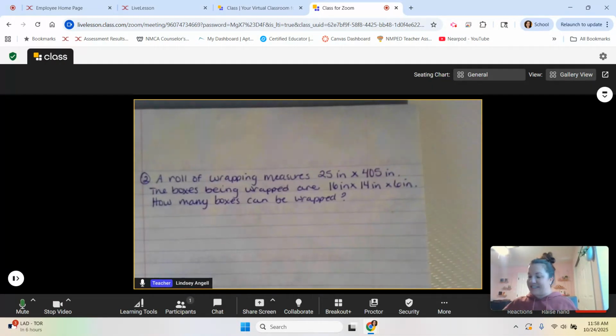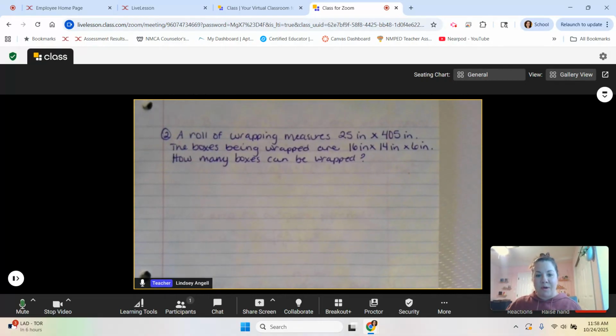All right, number 2. A roll of wrapping measures 25 inches by 405 inches. I probably meant to write paper on there, but I forgot. So, a roll of wrapping paper measures 25 inches by 405 inches. The boxes being wrapped are 16 inches by 14 inches by 6 inches. How many boxes can be wrapped? Ooh, there are several things going on here.